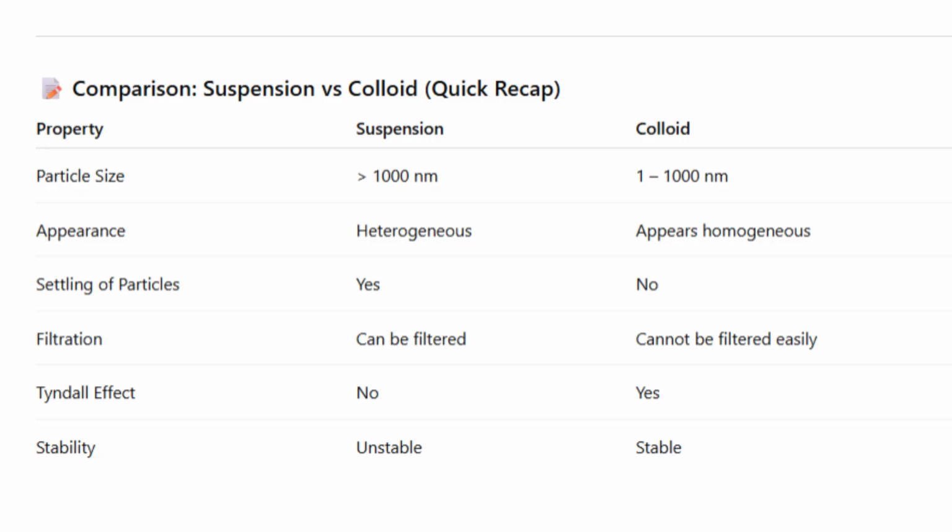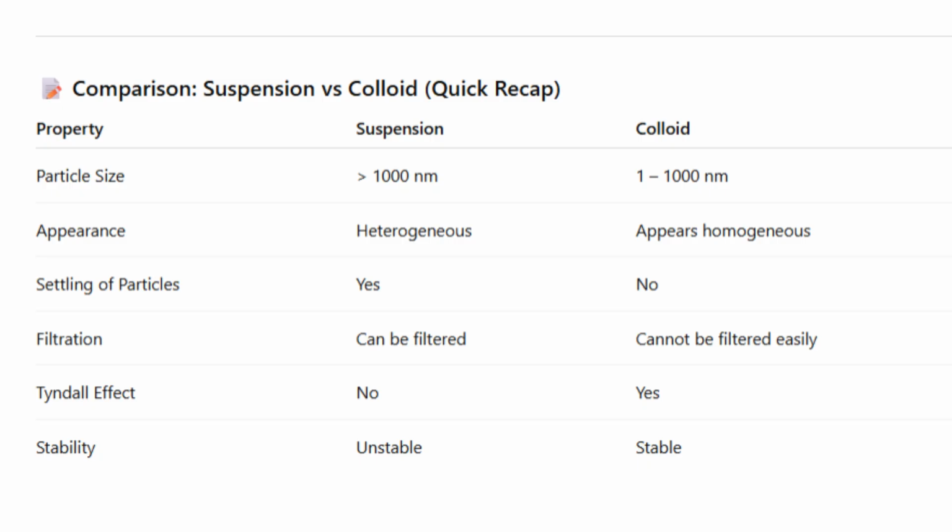Settling of particles. In a suspension, particles settle at the bottom over time. In a colloid, the particles do not settle, remaining dispersed. Filtration. Suspensions can be easily filtered to separate particles. Colloids cannot be filtered easily using ordinary filter paper. Tyndall effect. Suspensions do not show the Tyndall effect. Colloids do show the Tyndall effect.